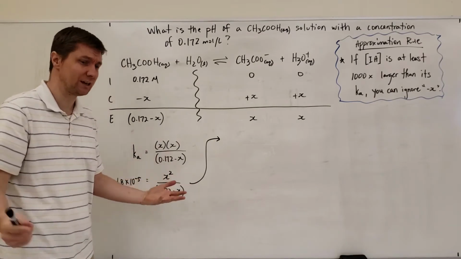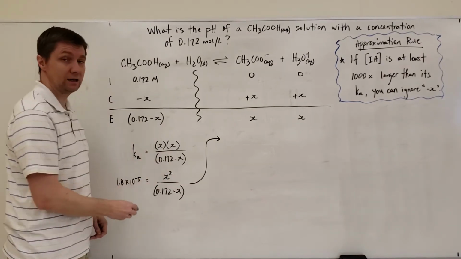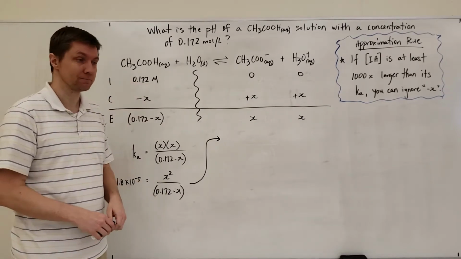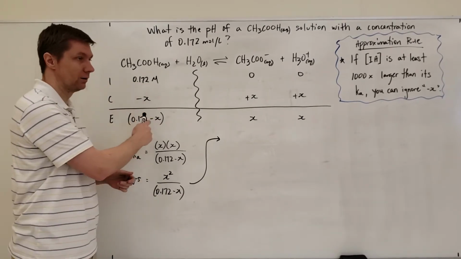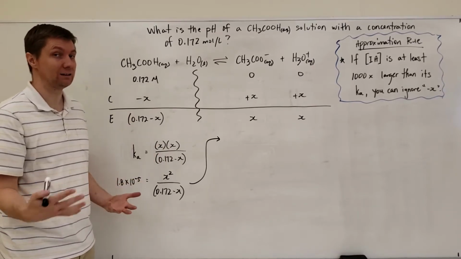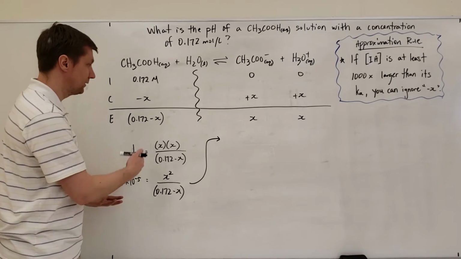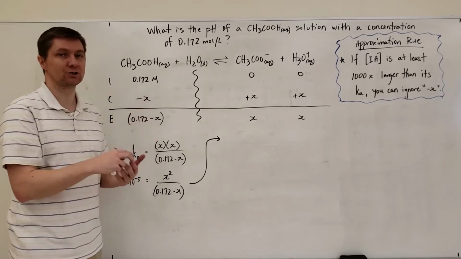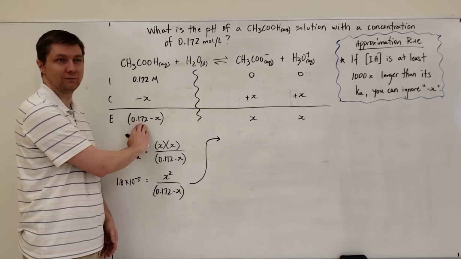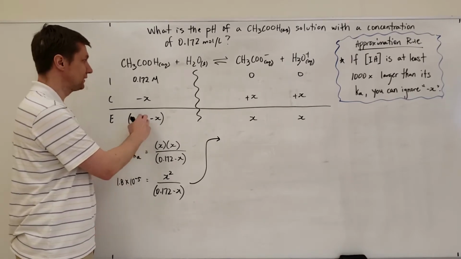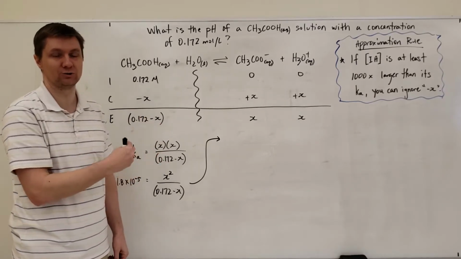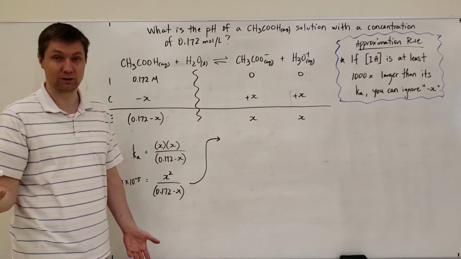All this is really saying is that because the Ka is so small compared to the initial acid concentration, the reactants are highly favored in this equilibrium. And so this change here is so small that it really has a negligible effect on the calculation of this number. So really this equilibrium concentration is going to be very, very similar to 0.172 moles per liter.